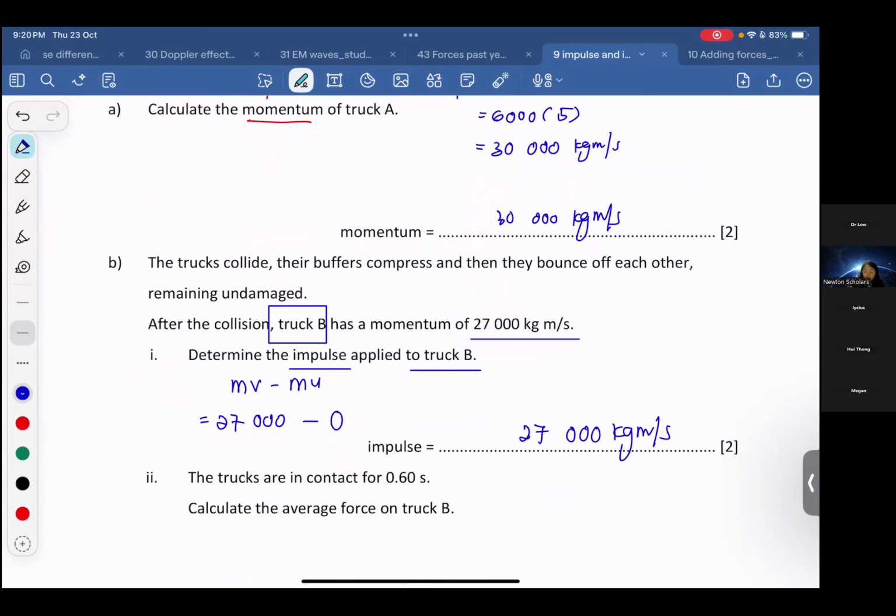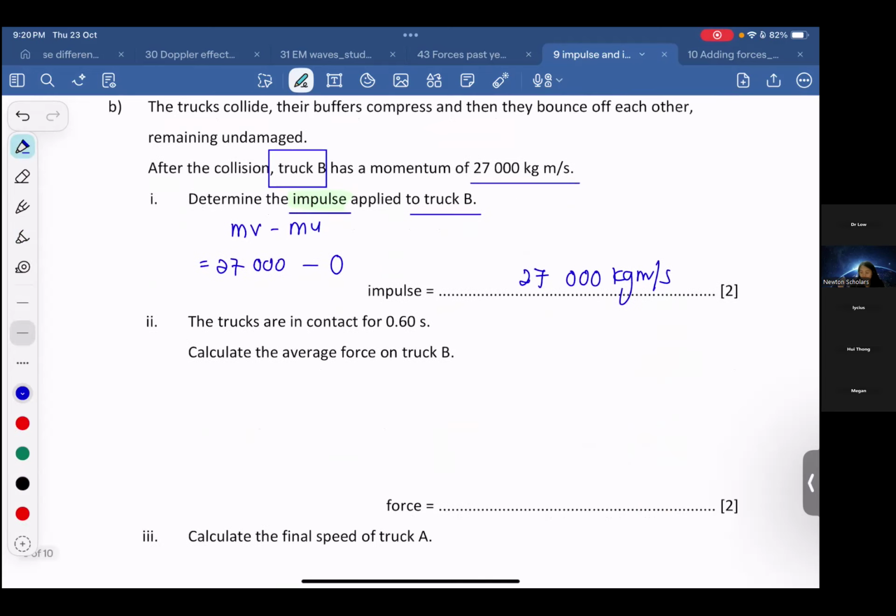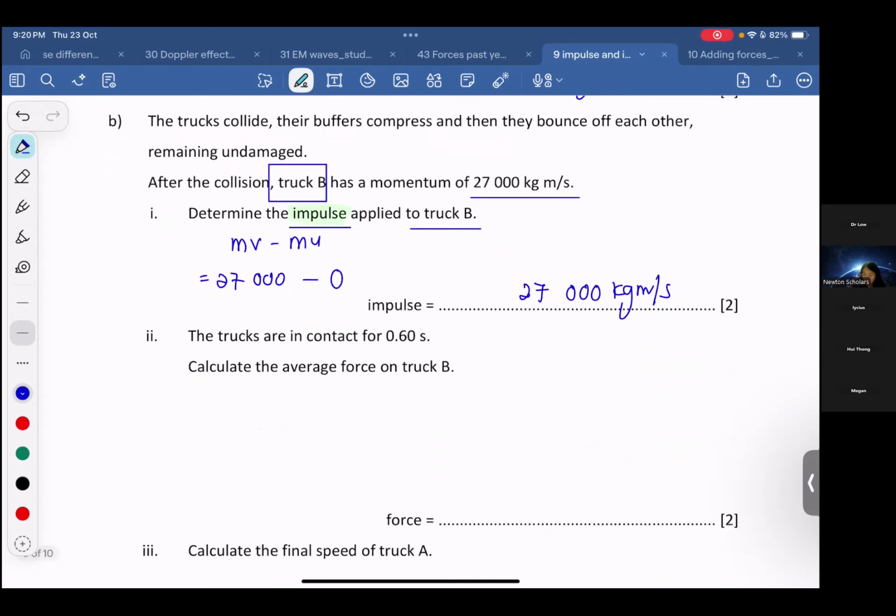This question wants you to understand that impulse is change of momentum. Okay, so it goes to the next one, you do it by yourself. The trucks are in contact. This is the time they contact and then they split, the time of impact. What is the average force on truck B? Force equals mv minus mu over t. Okay, do your calculation right now.